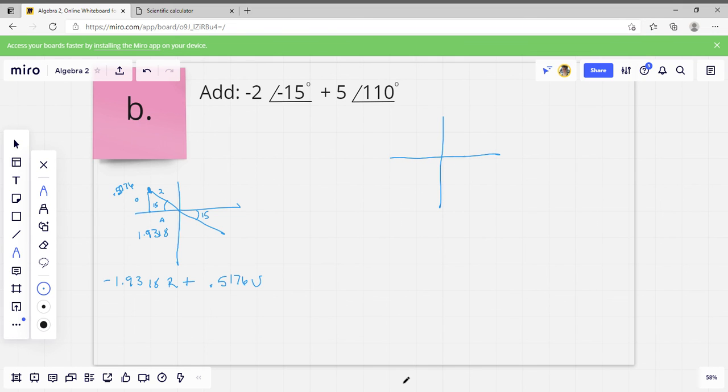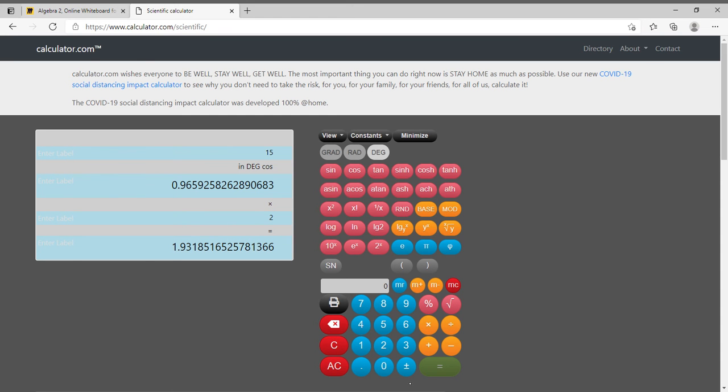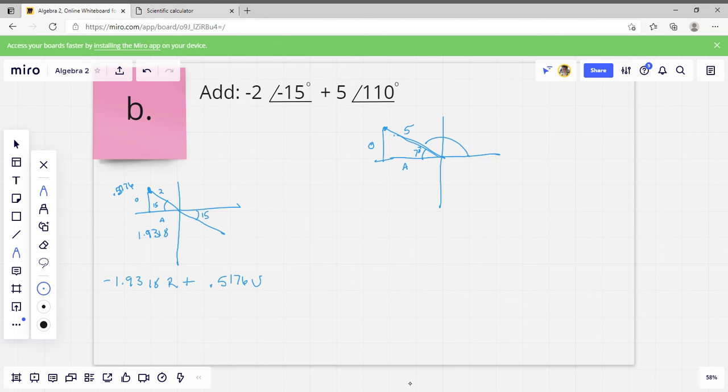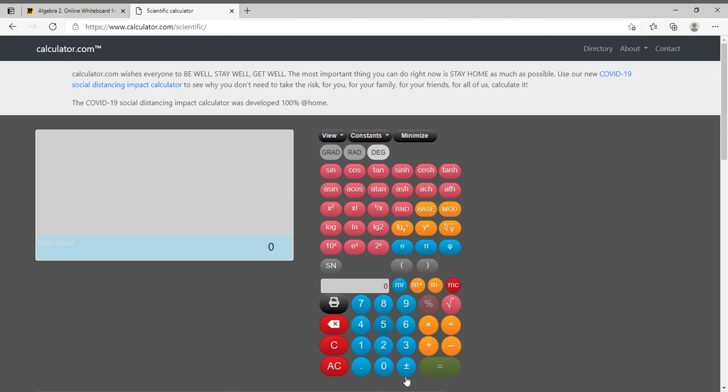Now we're going to do this one. It's 110, so when we go 110 degrees, we're going to go backwards this way. The whole thing will be 180, so 180 minus 110 would be 70. So this part's going to be 70. And then this goes out 5. So that part's 5. This is our opposite. That's our adjacent. So we need the sine of 70 times 5.